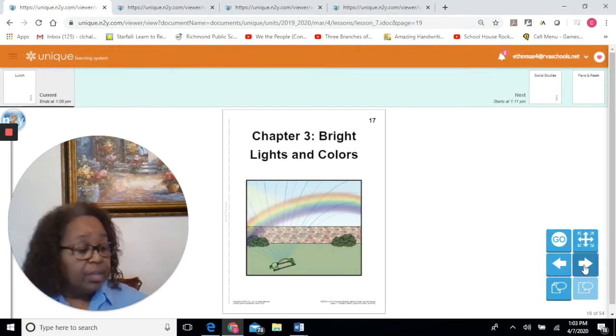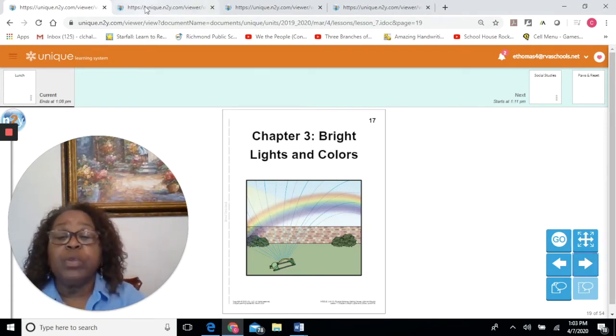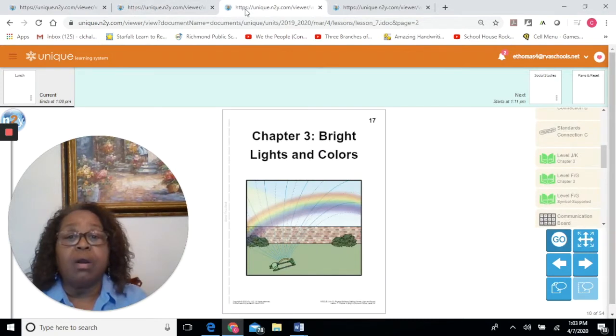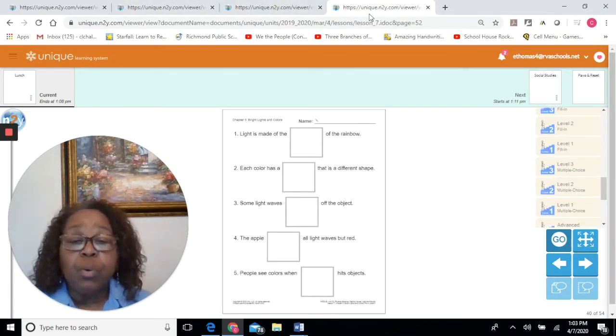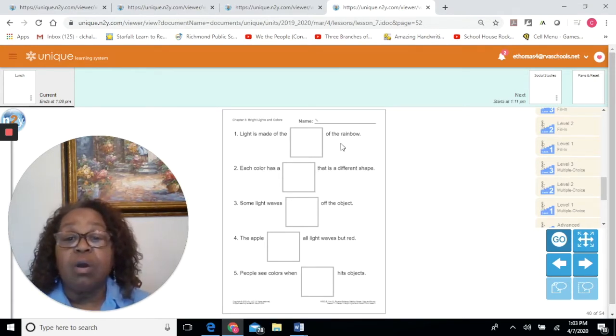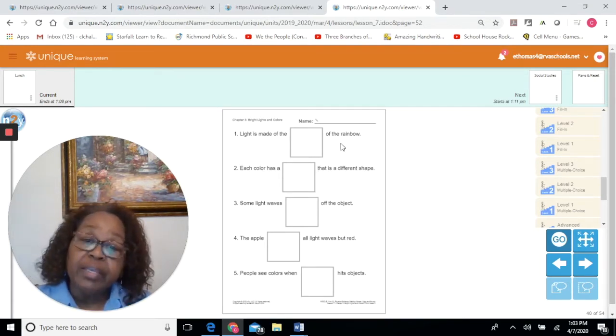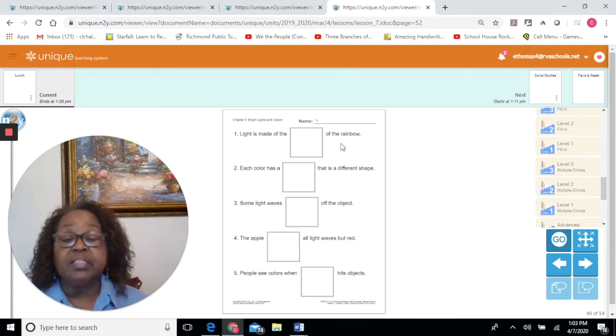All right, let's go back and look at the types of questions that we might have as we're going through our book. The types of questions or assessment that you might get once you have read a book, you may get questions where you have to fill in the blanks. So the question is there, you fill in the blank. The questions that might be asked are, light is made of blank of the rainbow, or people see colors when blank hits objects.